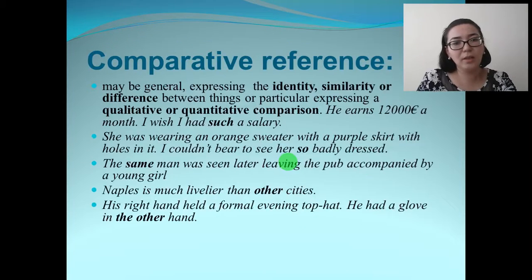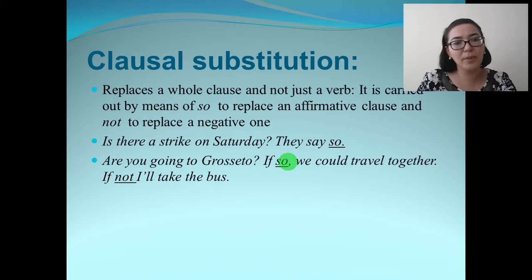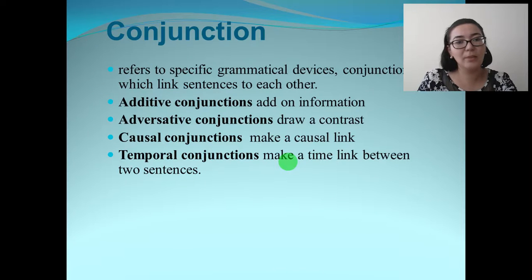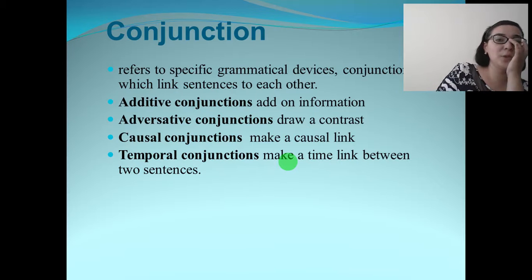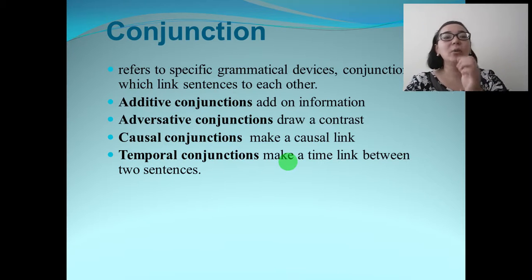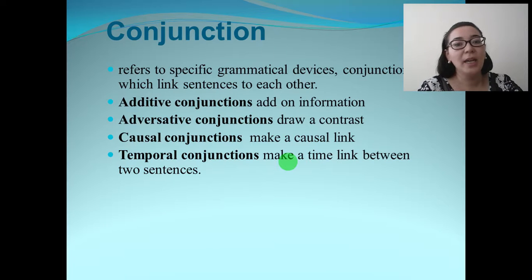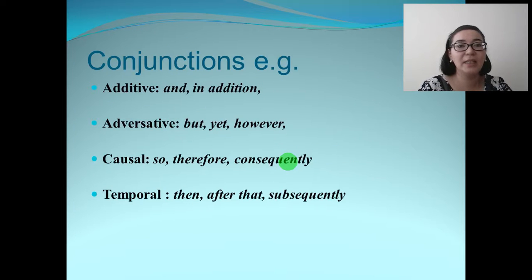So we are talking about substitution, ellipsis, clausal ellipsis, and conjunction. Conjunction refers to specific grammatical devices which link sentences to each other. Additive conjunctions add on information. Adversative conjunctions draw a contrast. Causal conjunctions make a causal link, and temporal conjunctions make a time link between two sentences. Additive: and, in addition. Adversative: but, yet, however. Causal: so, therefore, consequently. Temporal: then, after that, subsequently.